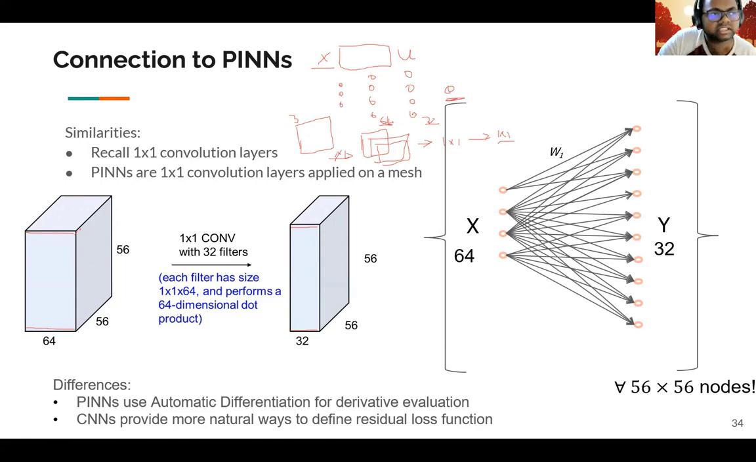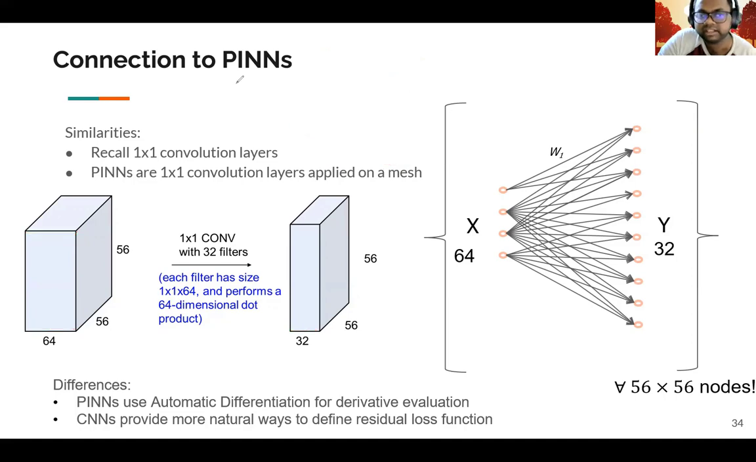So this is how there is a similarity between PINNs and the CNN based architectures we will be looking at. The similarity is that on a regular grid, if you use a fully convolutional neural network with just 1x1 convolution filters, then it is nothing but a PINN.